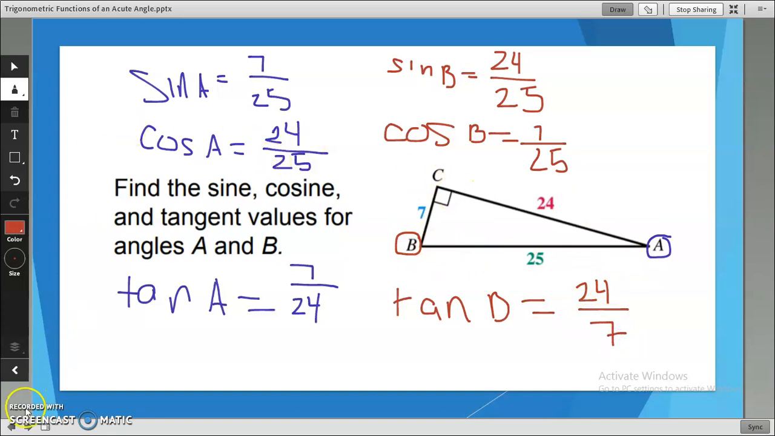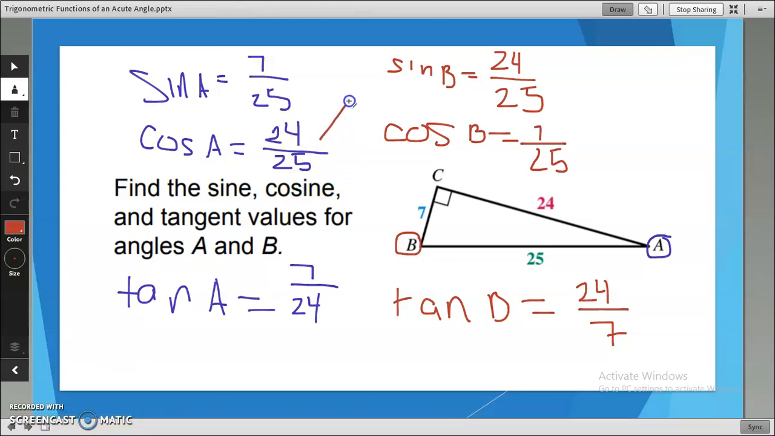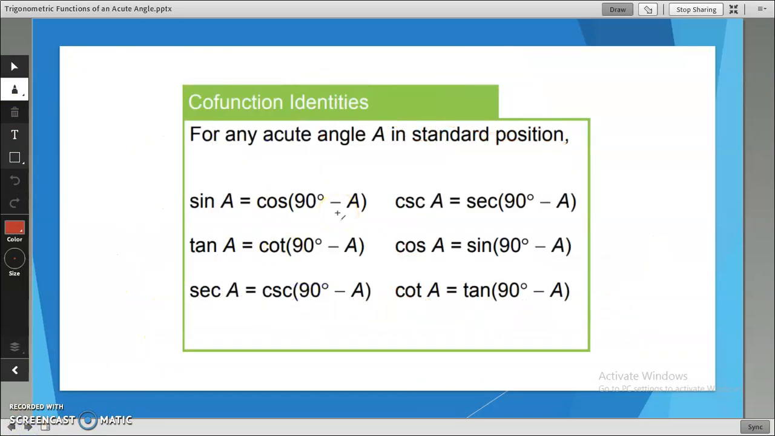Okay, so let's think about this for a second. I hope that you see some kind of similarities here. For example, notice these values are the exact same, and these two values are the exact same, and these two values are the exact inverses of each other, the reciprocal of each other. So let's look at it a little further.